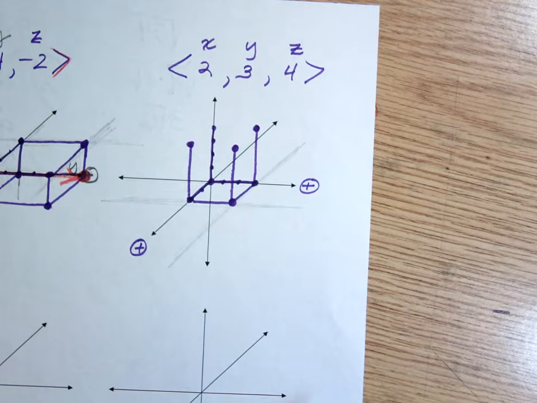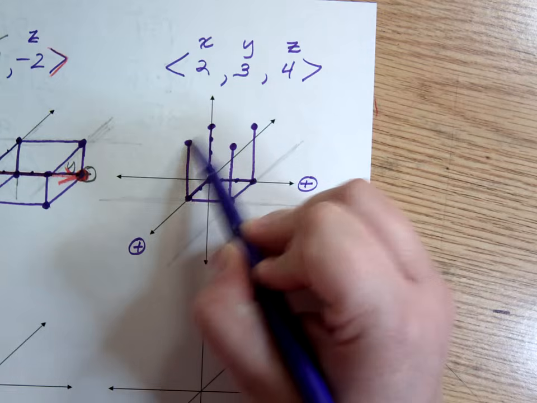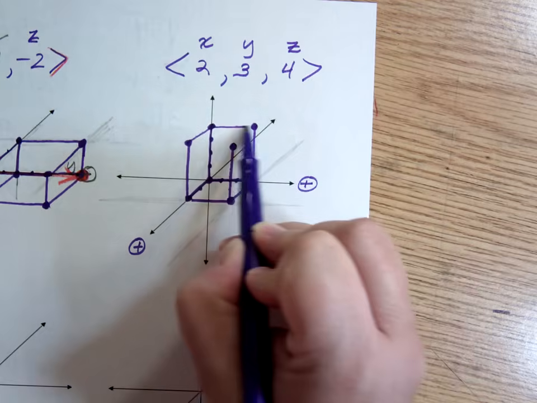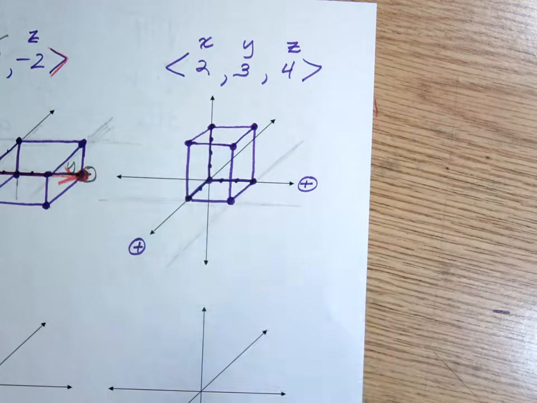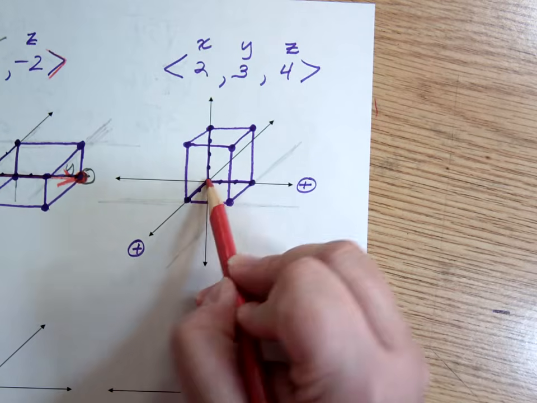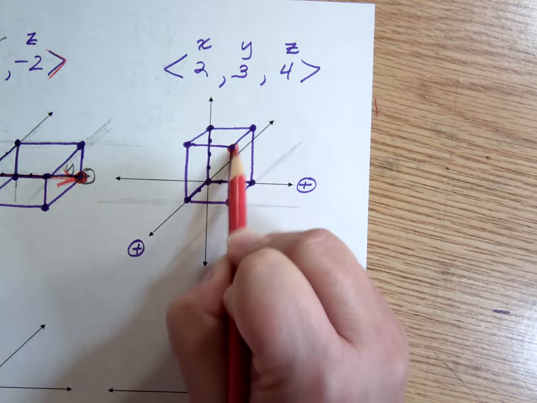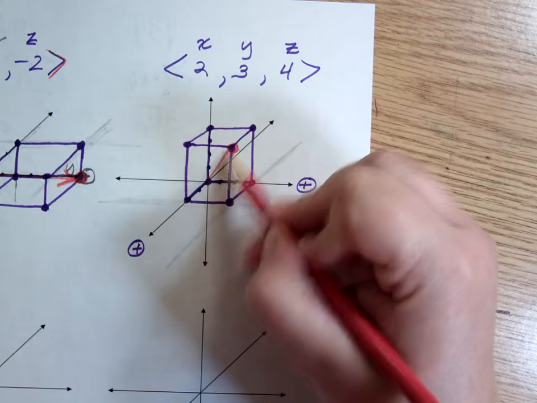It's kind of like a table that's upside down, and these are the legs sticking up. The bottoms of the legs are what I'm going to connect to make the top of my box. So the point 2, 3, 4 is forward 2, right 3, up 4, so it's this point right here. And to get there from the origin, this is my vector.